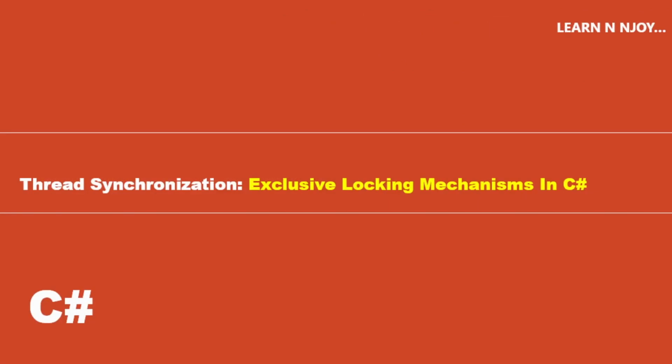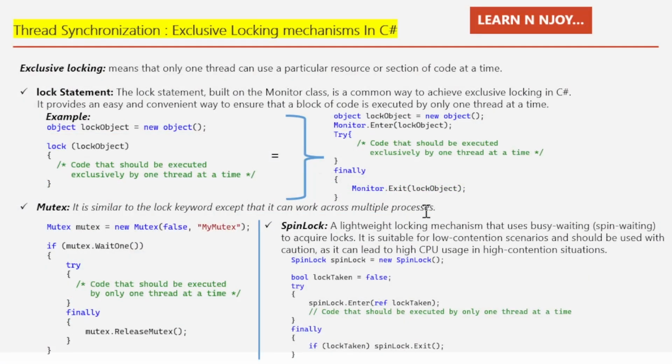Exclusive locking mechanism in C#. Here we are going to look at some of the common exclusive locking mechanisms in C#. Number 1, the lock statement. The lock statement, built on the Monitor class, provides a straightforward way to achieve exclusive locking in C#. It ensures that a block of code is executed by only one thread at a time.